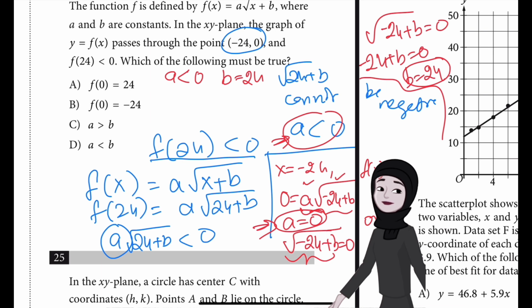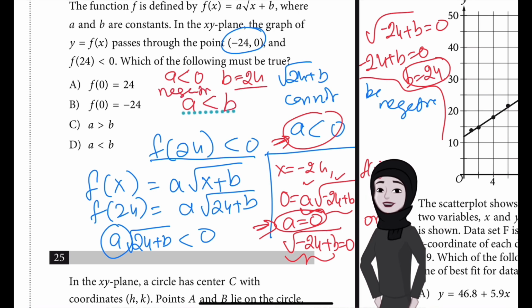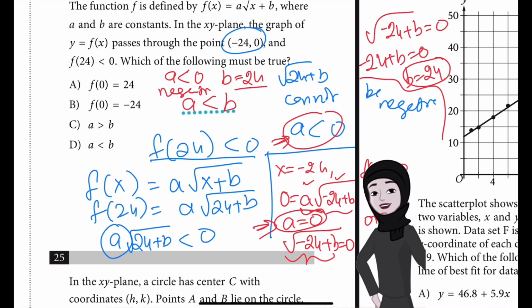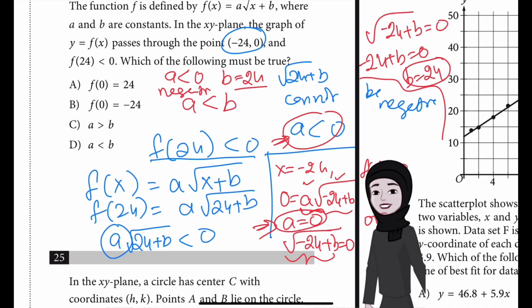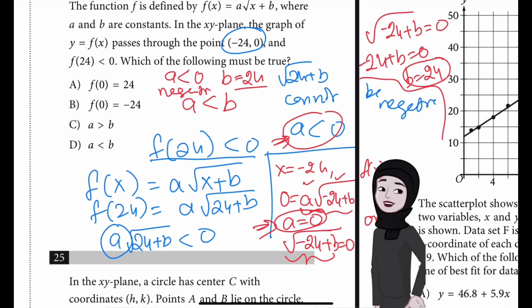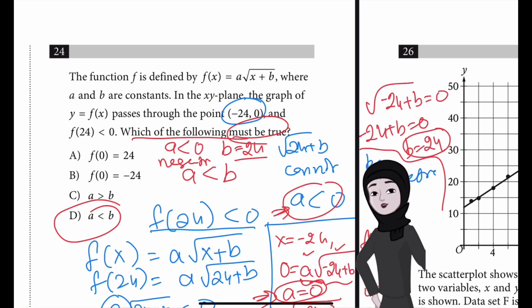So out of all these answer choices, which one must be true? We can clearly see that a is less than b, because a is a negative number and b is a positive 24. Negative numbers are less than positive numbers, and we definitely know the value of b to be 24, and a is some kind of negative number which we don't know, but negative numbers are less than positive numbers. So therefore a is less than b. That is definitely true, because the question is asking which of the following must be true. So out of the answer choices, a is less than b, that must be true according to the calculation and the given input.